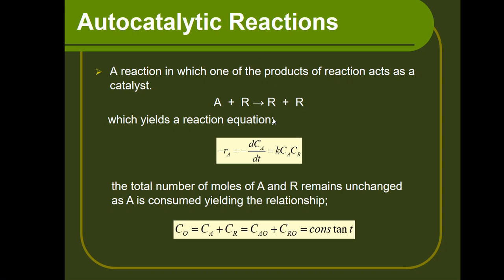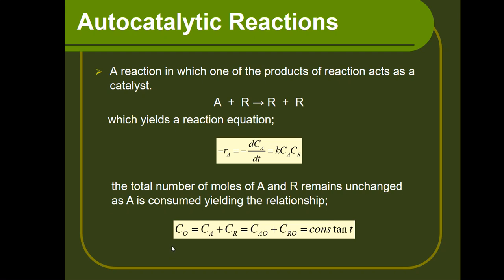So in this case, as we form more R, the rate of the reaction is expected to increase because it will hasten the reaction. So when we write the rate law, it would be something like this, comparable to that for homogeneous catalysis. Only that this time you have here C sub R, not C sub C. Now you are to take note, just like in parallel reaction, that the total number of moles of A and R at any particular time will remain constant.